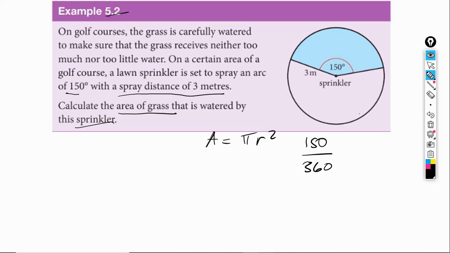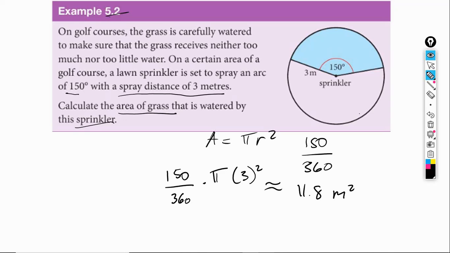Therefore, we can find this particular sector's area by going 150 divided by 360 times pi r squared, in this case 3, so 3 squared. And then we plug that in the calculator, round it to 3 significant figures, and we're going to get 11.8 meters squared.